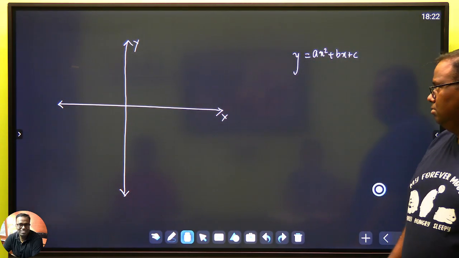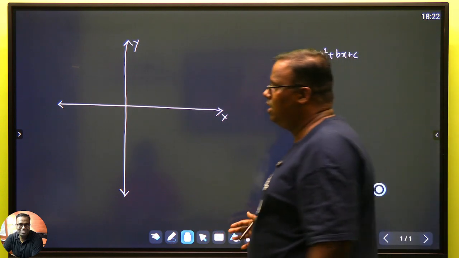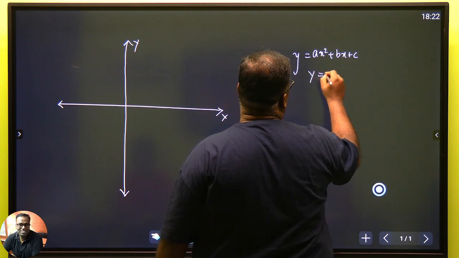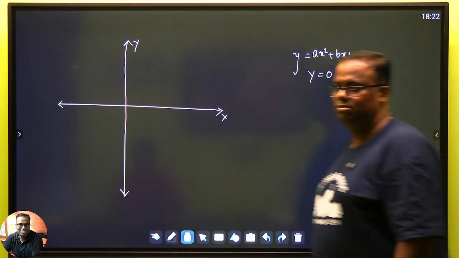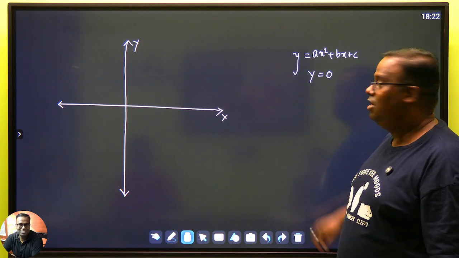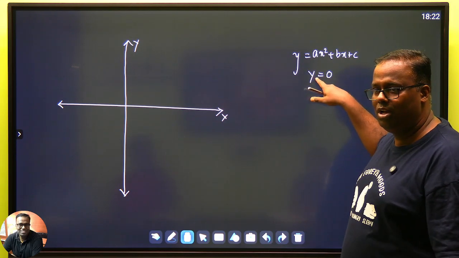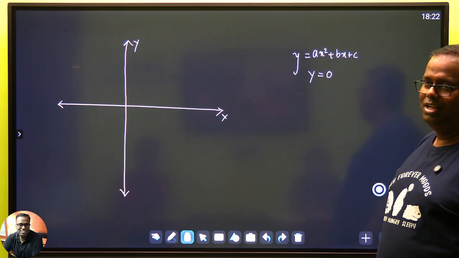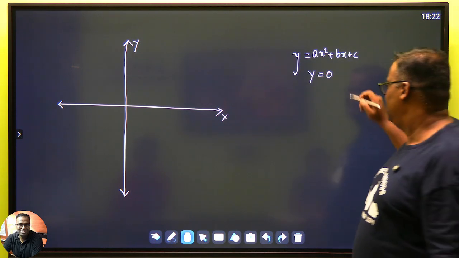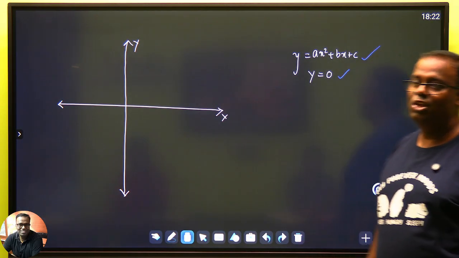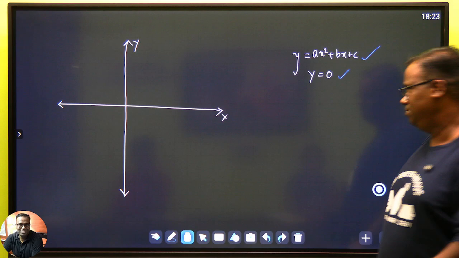Understood? What is the equation of x-axis? The equation of x-axis is y = 0. Equation of x-axis is always y = 0 and this. Both of them have the left-hand side equal. So if you equate the right-hand side, that is your quadratic equation. So your fight is now between, this is one fighting boy and this is one fighting boy. We have to give a solution to them.